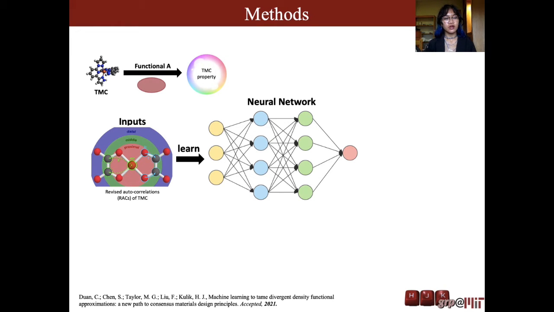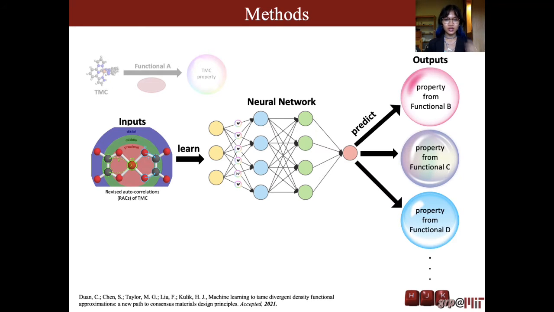Another thing that we do is we apply a functional to our TMCs, and we use it to compute a certain property. And these properties will become our weights to help us initialize our neural network. And then what we expect is our neural network will predict how it thinks other functionals are going to compute the same property computed by our initial functional and our initial weights.